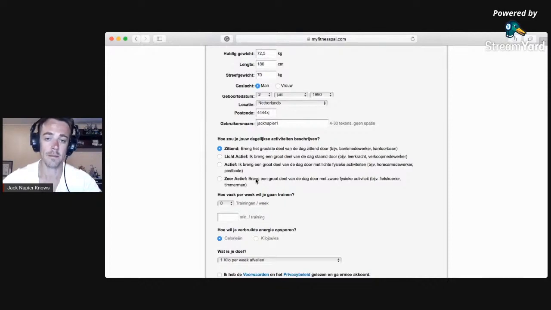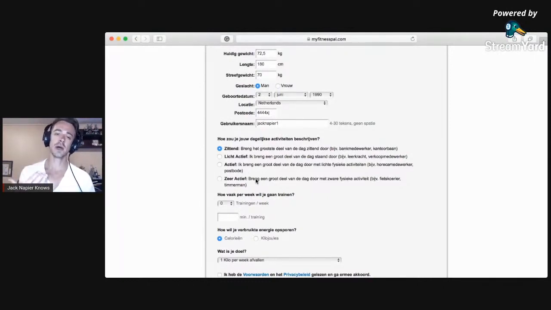Lightly active. Most of the day, I spend standing, as in maybe a teacher or a salesman. Active. A large portion of the day I spend with light physical activity, as in a waitress or a mailman. Very active. I spend a majority of the day with heavy physical activity, as in a bike courier or a construction worker.